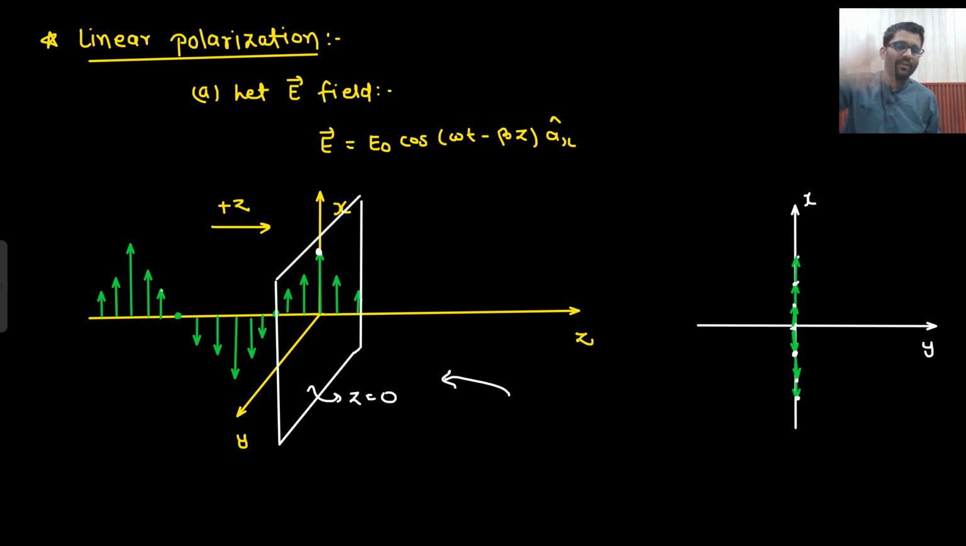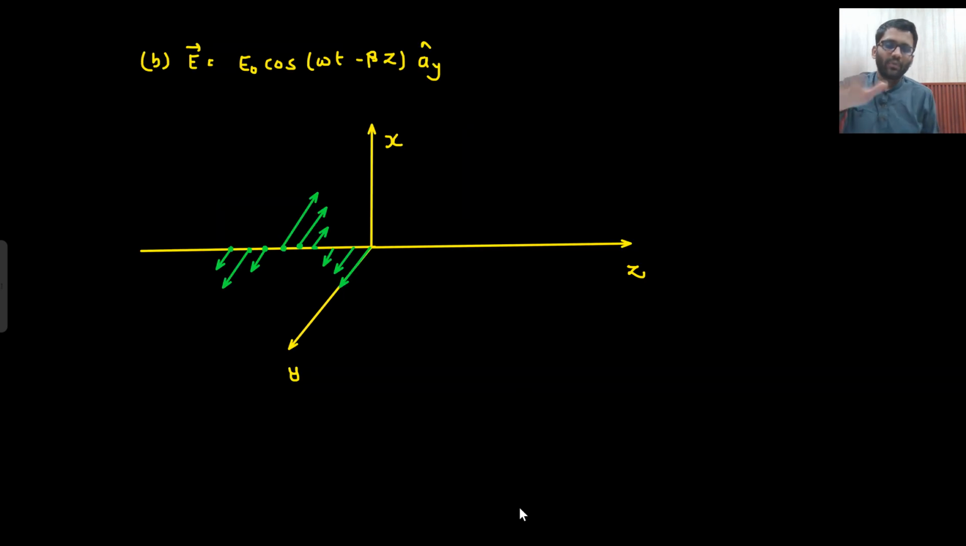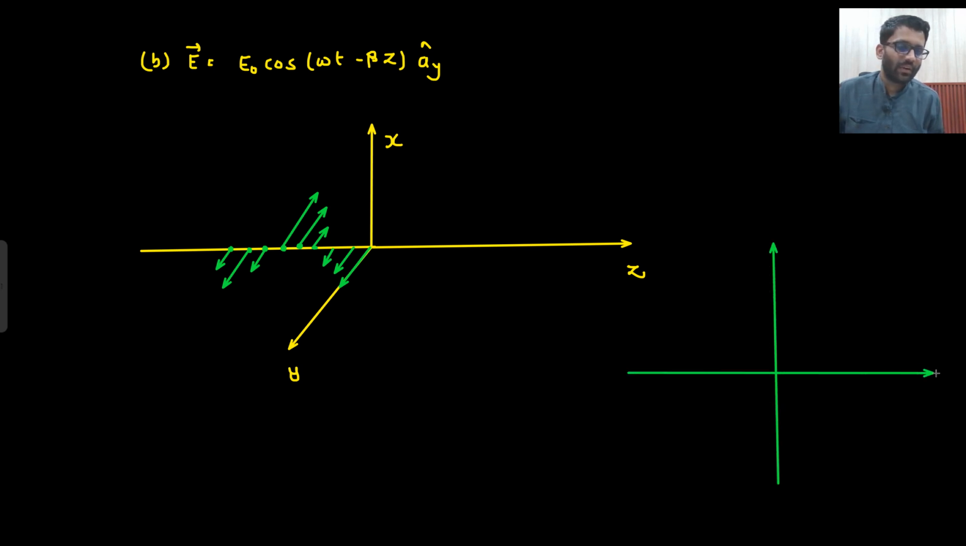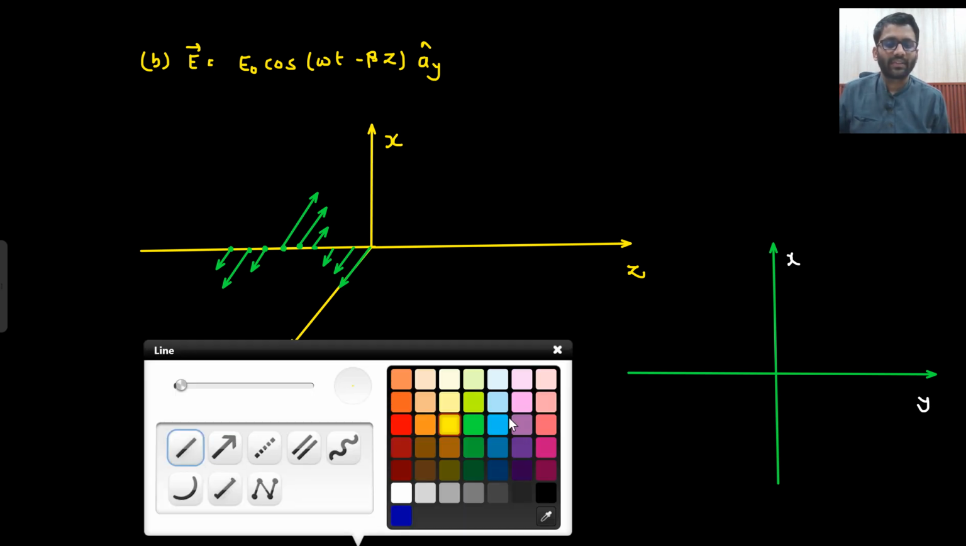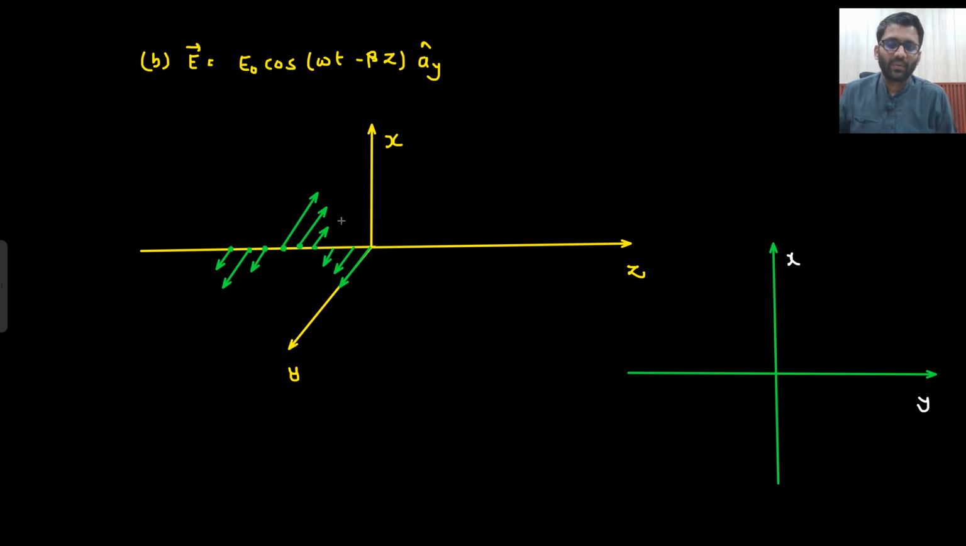So this is how my E field will look. What do you think? In this example, how will my E field look on the XY plane? So this is X, this is Y, and I need to take a plane perpendicular to the direction of wave propagation. So this kind of plane I am taking.